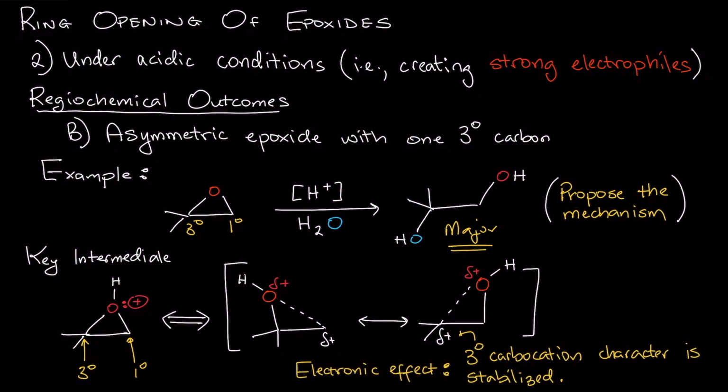However, tertiary carbocations are particularly stabilized over primary or over secondary, to the point in which that particular carbon, the tertiary carbon, becomes pretty electrophilic, which is where your nucleophile ends up attacking. And so in this case, the electronic effect of the carbocation character for your tertiary carbon is the dominant factor that dictates the regiochemical outcome of this particular reaction.